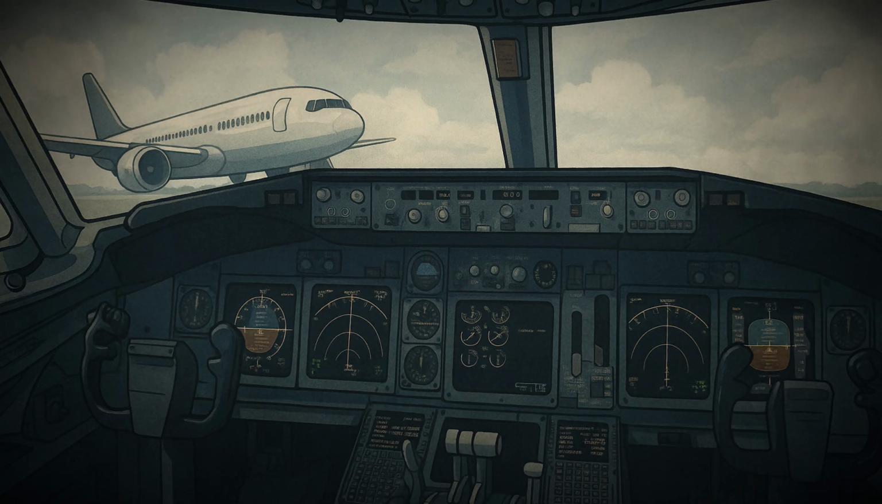Some drag is actually beneficial, particularly when it helps control the airplane. For example, deploying spoilers on the wings increases drag intentionally to slow the aircraft during descent or after landing. In these cases, drag is not an unwanted force, but a tool used by pilots to manage energy and speed. Understanding the balance between beneficial and harmful drag is part of the art of flying.